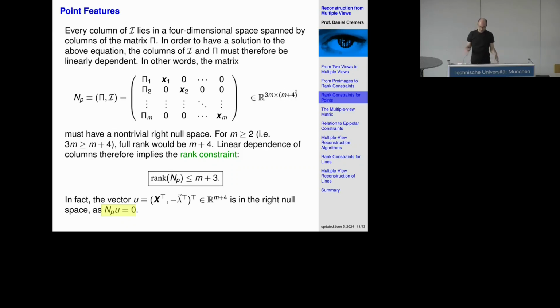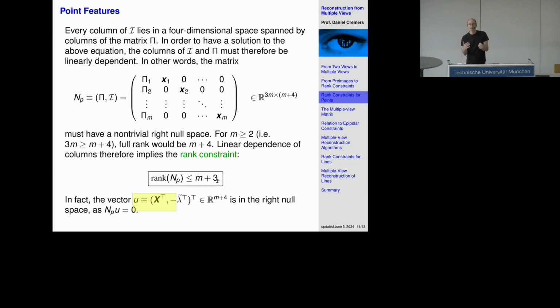So the rank can be at most m plus 4. But if the rank is m plus 4, then it has full rank, and then the null space is only the 0 vector. We can argue, since there is a non-zero vector u in the null space of this matrix NP, the rank cannot be full rank. And since the rank is at most m plus 4, if it's not full rank, it must have rank at most m plus 3. More specifically, and we'll use that later on, if there is a unique reconstruction, there must be a 3D point x and depth values lambda such that this vector is mapped to 0 by this matrix. If that vector exists, then the rank of the matrix is m plus 3. And if that vector should be unique up to scaling, then the rank should not be less than or equal to m plus 3, but exactly m plus 3.